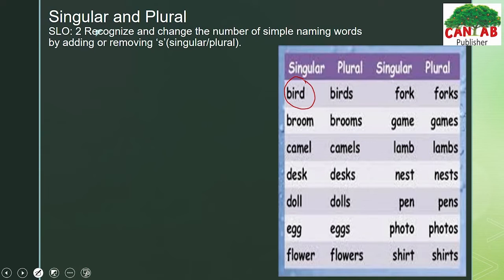Let's read the first word, bird. We add an S, birds. The first word in the list is bird. One bird. More than one are birds. Broom. It is used for cleaning, जिसको हम झाड़ू भी कहते हैं. Brooms.